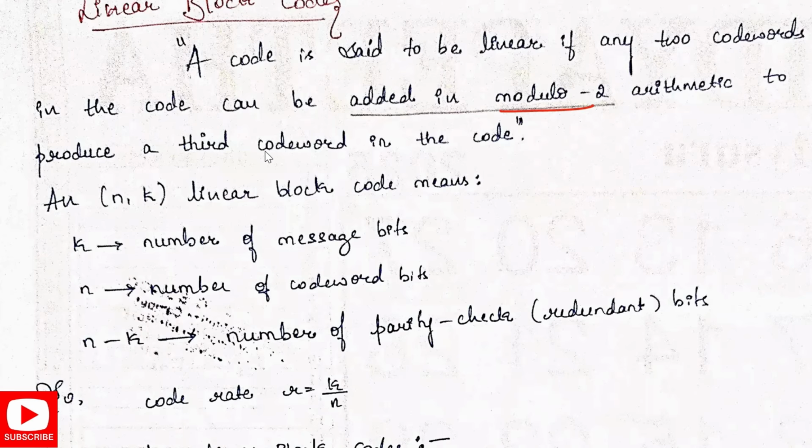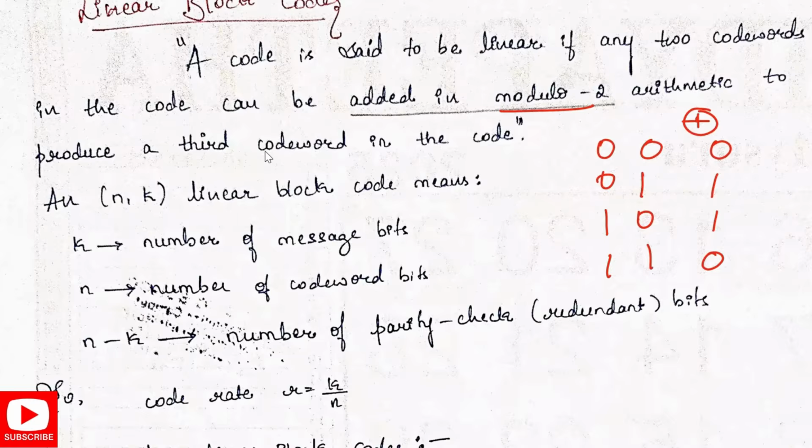Modulo 2 arithmetic means modulo 2 addition happens like this: if you have 0 and 0 you get 0, 0 and 1 you get 1, 1 and 0 you get 1, and if you have 1 and 1 you get 0. This is the modulo 2 addition. Similarly, in arithmetic we have multiplication, division and so on, but we will be using the addition majorly in this segment.